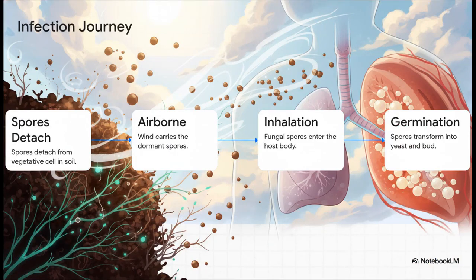So let's trace this journey. It all starts out in the dirt. The mold forms a mycelial network, and when conditions get a bit rough, it releases spores. These spores detach and basically just lay dormant in the soil until the wind picks them up. Now, if an unsuspecting person breathes in that airborne spore, it travels straight down into their warm lungs. Feeling that 37-degree heat, the spore immediately ditches its mold identity. It germinates right into a yeast cell, starts budding, and quickly multiplies inside the host's tissues.